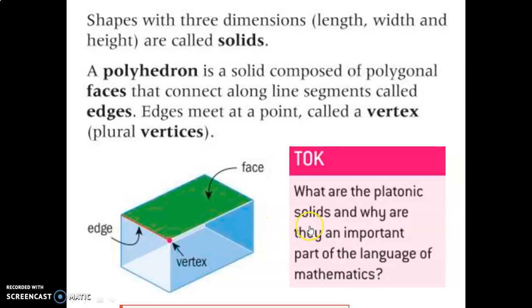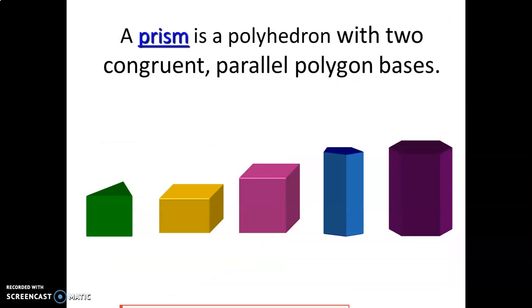TOK question: what are platonic solids and why are they important? So maybe pause and take a quick online look at platonic solids. What do you find? Okay, let's define some things.